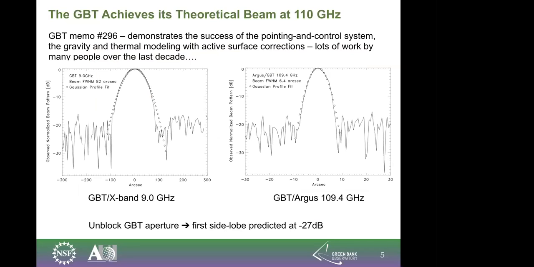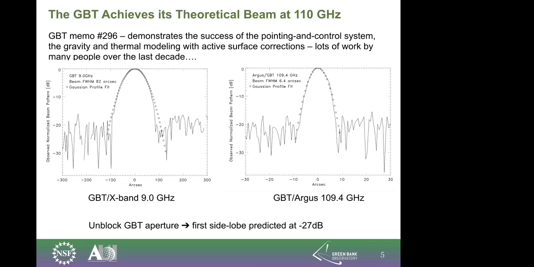And so you can see that the data that we're getting from the GBT really fits the profile fit, the Gaussian profile fit, which are the diamonds in both figures. And so there's more about this in the GBT memo 296. And so this really just demonstrates the success of the point and control system, along with the gravity and thermal modeling of the active surface corrections. And I'll get into those in a little bit detail in the next few slides.